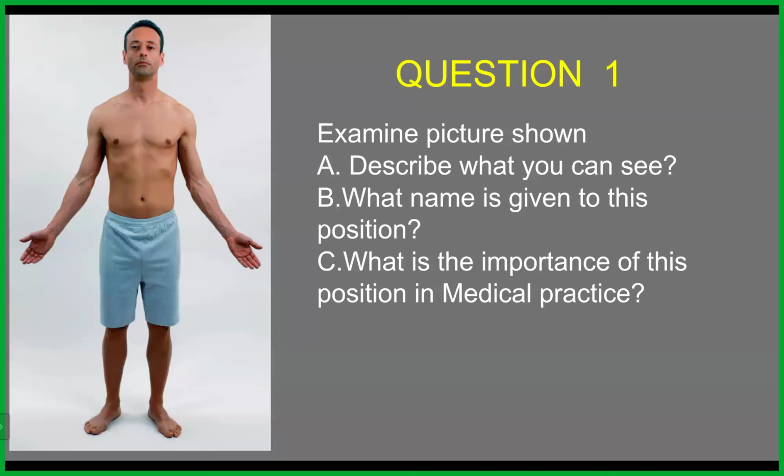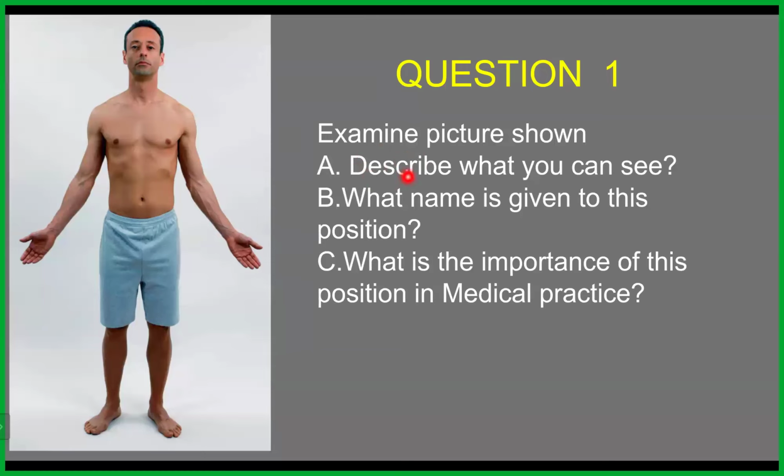Question 1, describe what you can see. So you examine the picture, and the question is describe what you can see. Now, you have to be attentive to the words that have been asked of you. So describe is a word that requires you to elaborate, to go into detail. And so your answer cannot be very brief when you have been asked to describe.